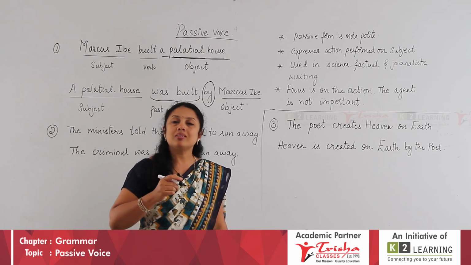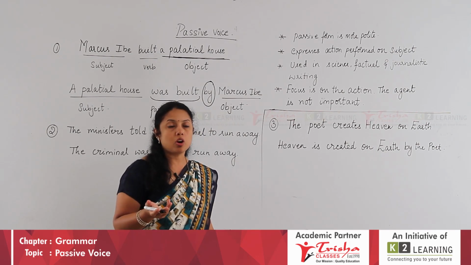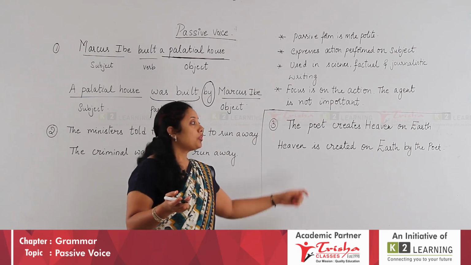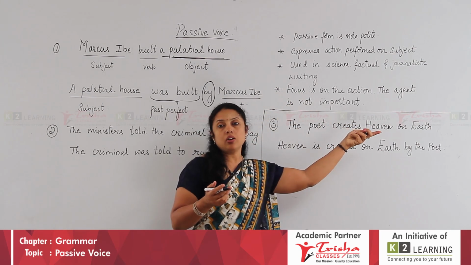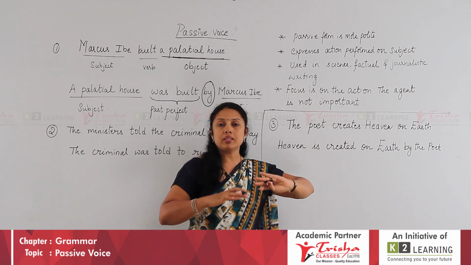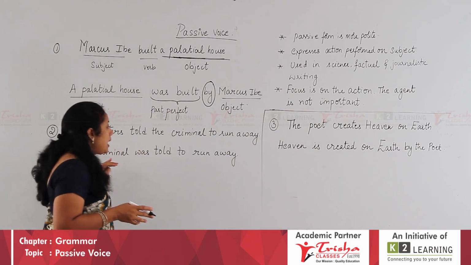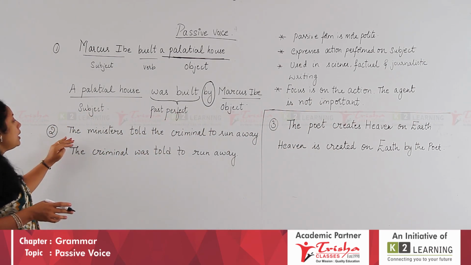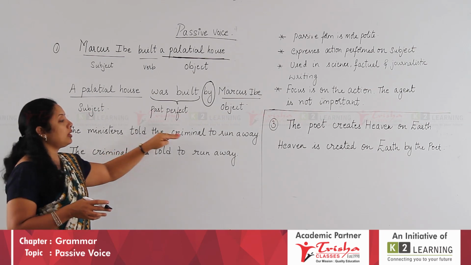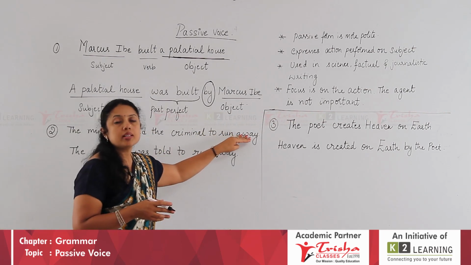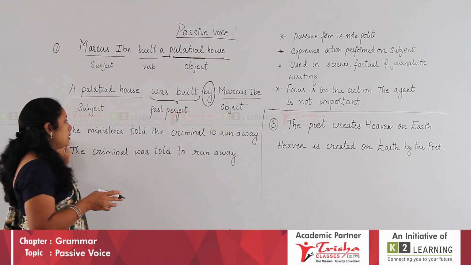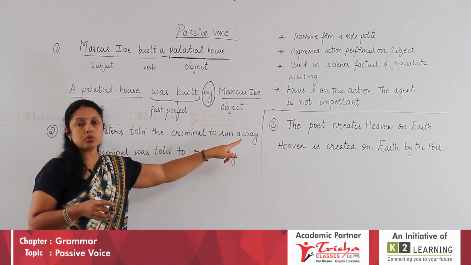He is not given too much importance at all. Many a time the agent is not considered also. Many a time he becomes submissive, he becomes hidden. As in this example, the ministers told the criminal to run away is another sentence. The ministers told the criminal to run away.